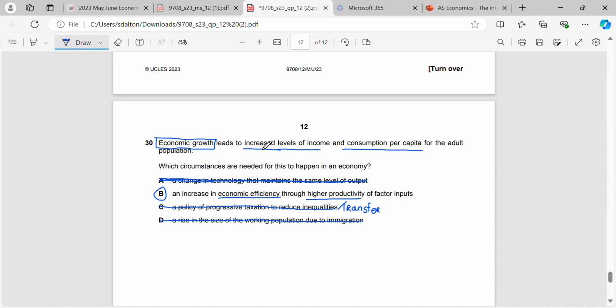So the only thing that's going to lead to levels of income and consumption per capita increasing is higher productivity or more economic efficiency that we can achieve. Okay, it's the same kind of theory as our PPC.